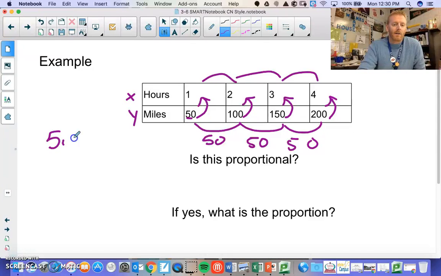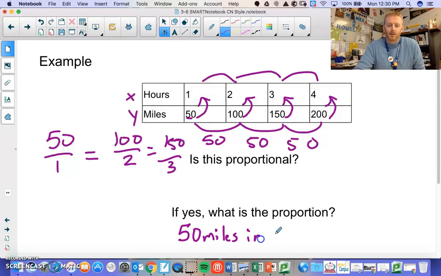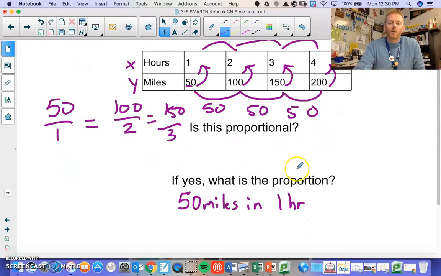So if I have 50 divided by 1, is that the same proportion as 100 over 2, or 150 over 3, or 200 over 4? If it is, we're going to say yes, it's 50 miles in 1 hour, or just 50 over 1. That would be another way to show that things are proportional.